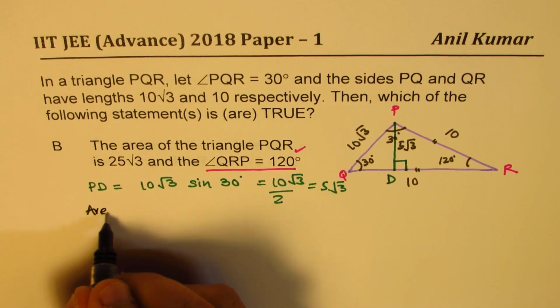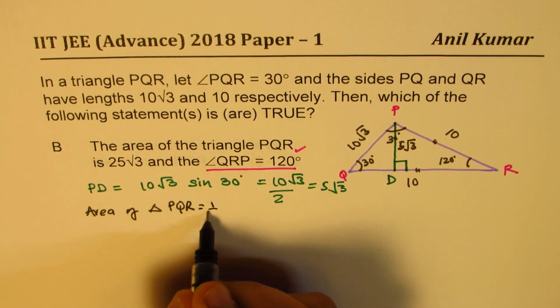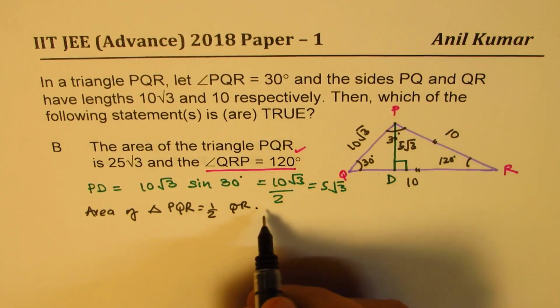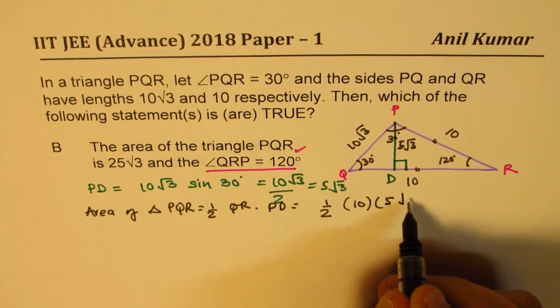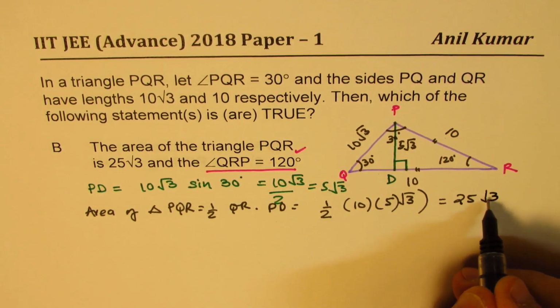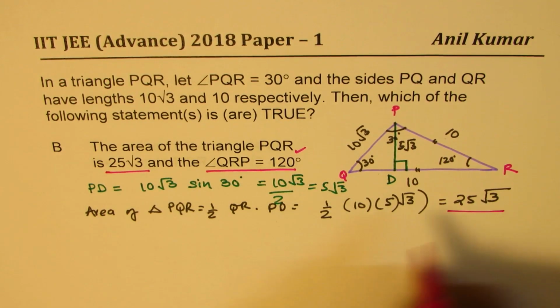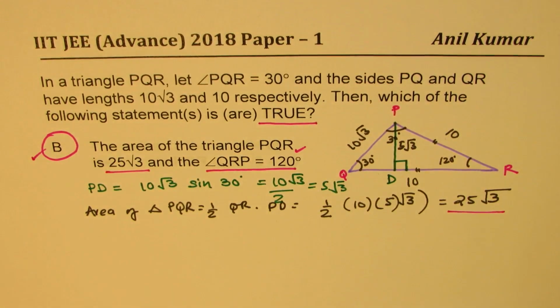So area of triangle PQR is half base, which is QR, times PD, which we'll write as half of 10 times 5 square root 3. Okay, so that gives us 25 square root 3. So that's true. So that 25 square root 3 is correct. So it matches. So this is perfectly fine. So we'll circle this, right? Because we are looking for true answers. Correct? Now let's move on to the next question.